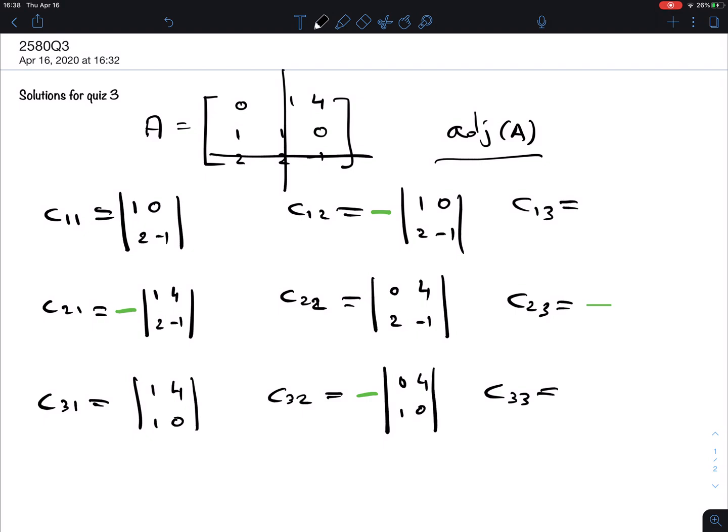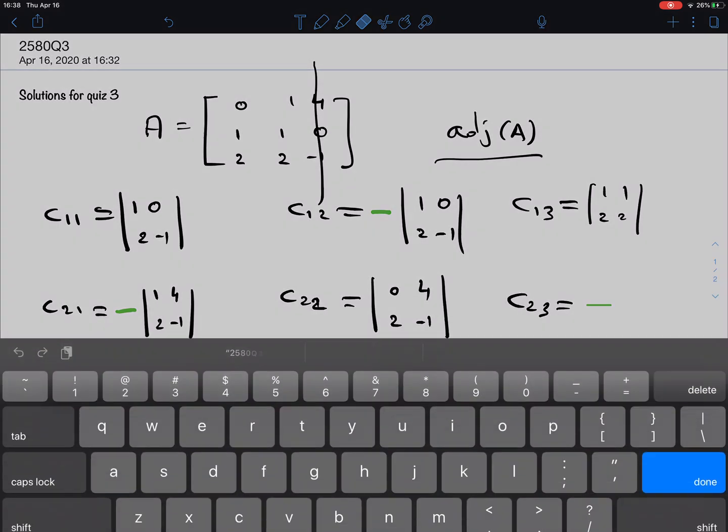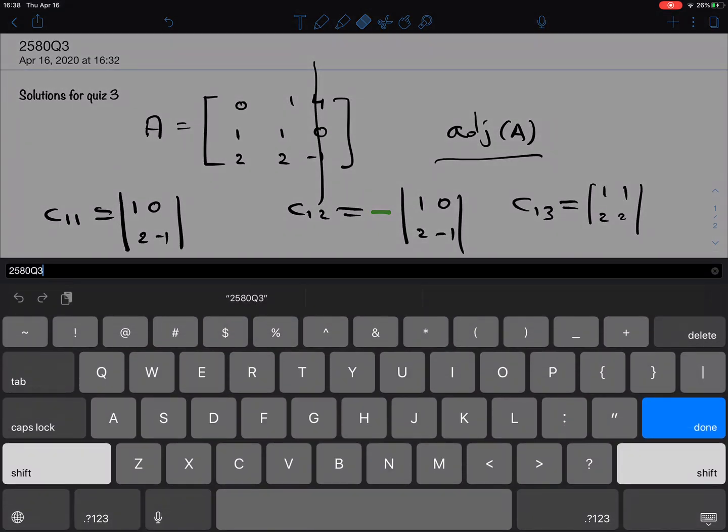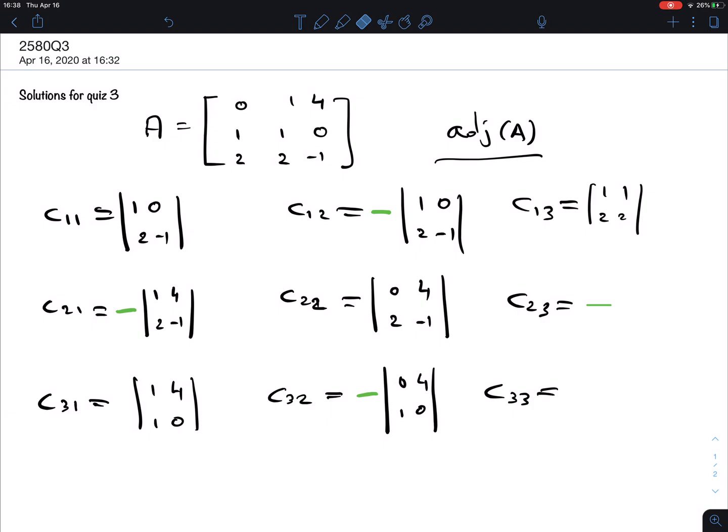Good. Then finally, I have to get rid of these things again. I'm now doing first row, third column. So I have 1, 1, 2, 2. Second row, third column. So it is 0, 1, 2, 2. And then finally, third row, third column: 0, 1, 1, 1.